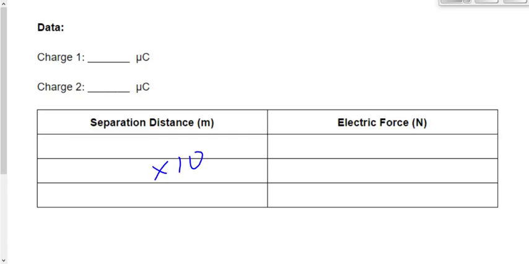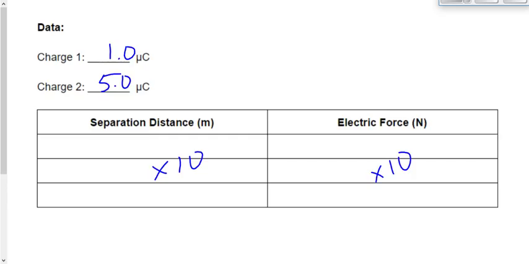The first thing you record is the value of charge 1, and it's going to be in microcoulombs. For me, it was 1 and 5. Although, again, for you, it might be 2 and 12. Whatever the case may be, it doesn't matter. Record those two values. They stay the same through the whole thing. Change your separation distance for each trial, and then see how the electric force responds to that for each trial.